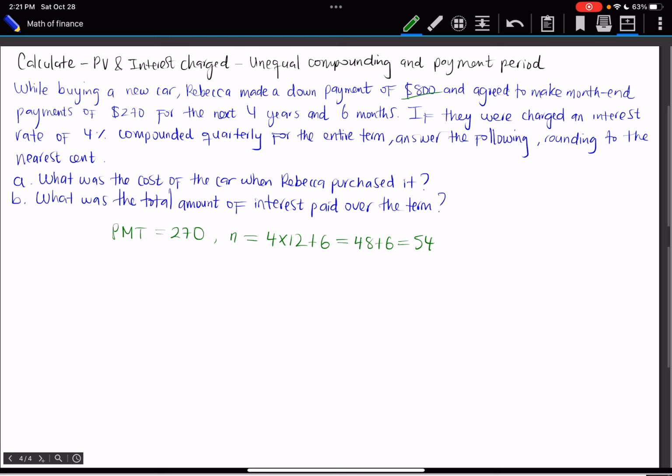Now here in this problem, the nominal interest rate is 4%, and it's compounded quarterly, so M is equal to 4. So we can say that the periodic interest rate is given by J divided by M, and that's 4% divided by 4, that's 1%, or same thing, 0.01 in decimal form.